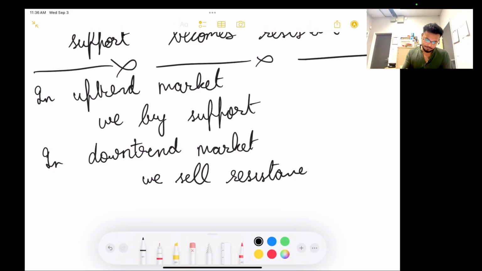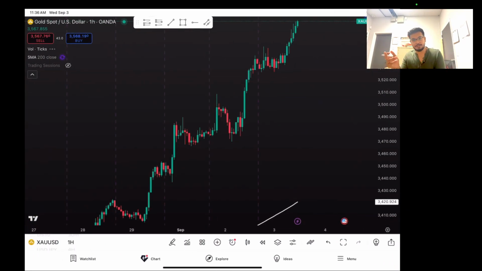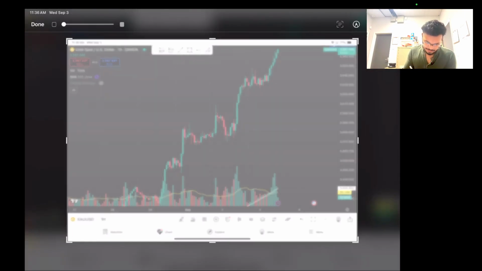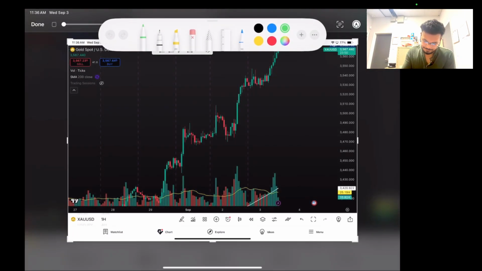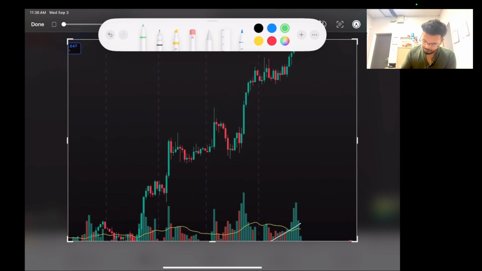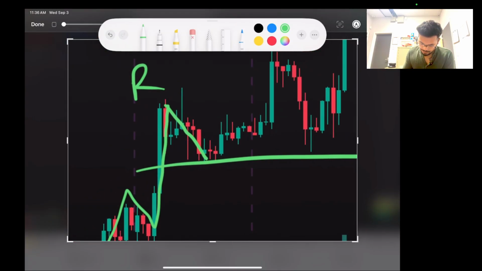Now that we know that, what is this? It's an uptrend market. And like we said earlier, in an uptrend market, we buy support. Let's take a screenshot again, 1 hour time frame. In an uptrend market, we buy support. So price moved up, took resistance here, comes here. This will be our support, and you can see how the candle prints.